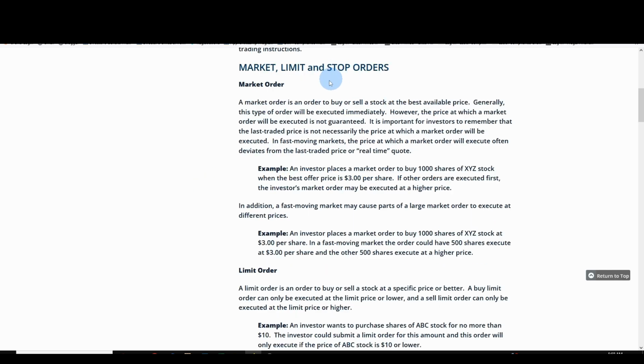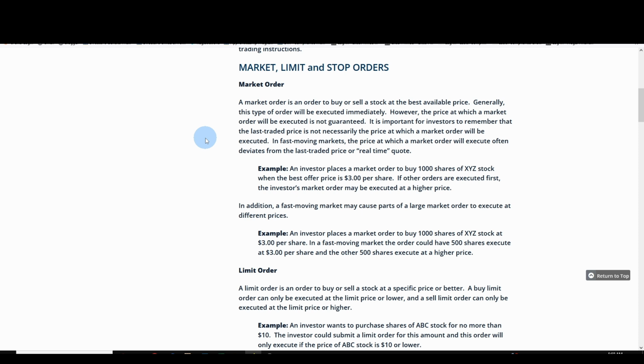Market, limit and stop orders. Market order. A market order is an order to buy or sell stock at the best available price. Generally, this type of order will be executed immediately. However, the price at which a market order will be executed is not guaranteed. It is important for investors to remember that the last traded price is not necessarily the price at which the market order will be executed.